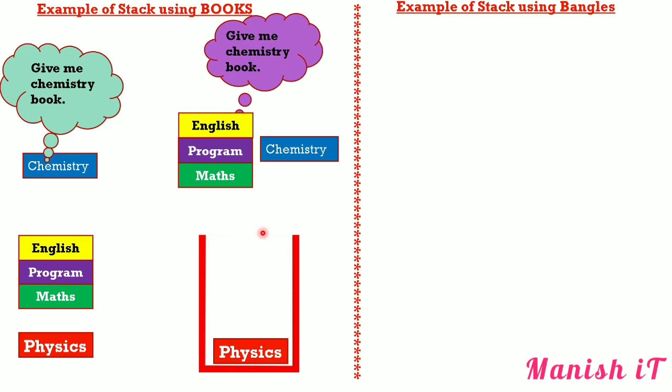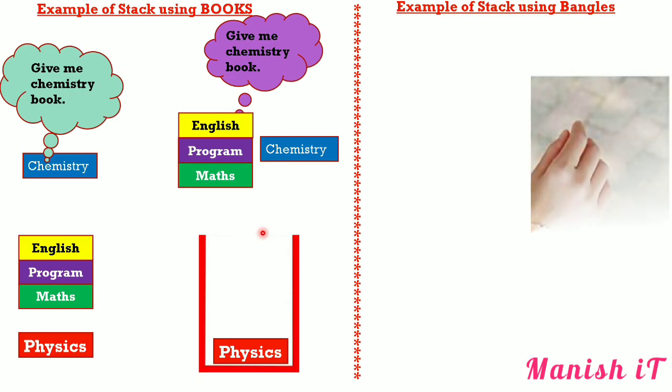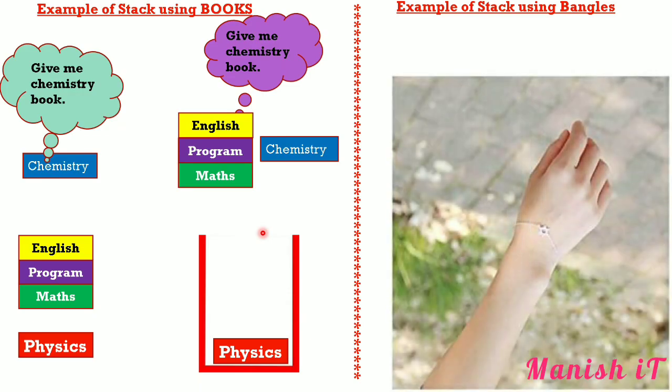Now we can see another example of a stack using bangles. Suppose someone is wearing bangles: red, green, purple and blue, and you want to take out the green bangle from the hand without breaking the bangles. How can it be possible? Only one way. First you have to remove the blue bangle, then the purple, then you get the green bangle. See how it happens. Now purple is removed, and then green is obtained. The same thing happens in the stack.